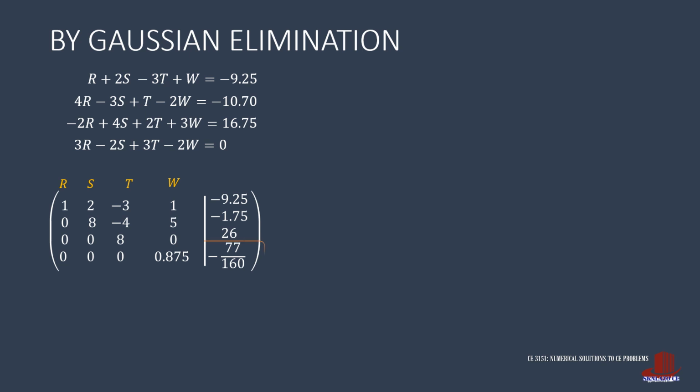So checking on the last row, we have 0.875W as negative 77 over 160, where W comes as negative 11 over 20, or that is negative 0.55. Moving a row upwards, revert the third row into an equation. We get 8t plus 0w is 26. So t is then 13/4, which is 3.25.